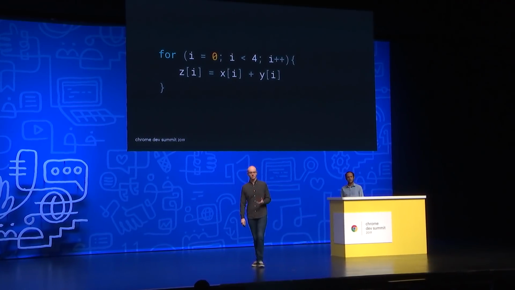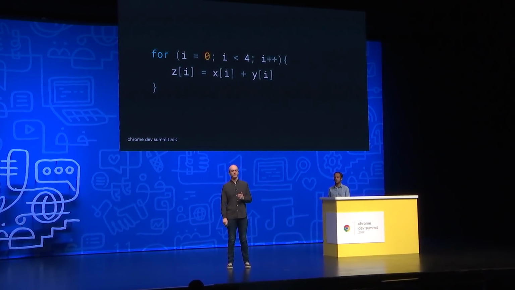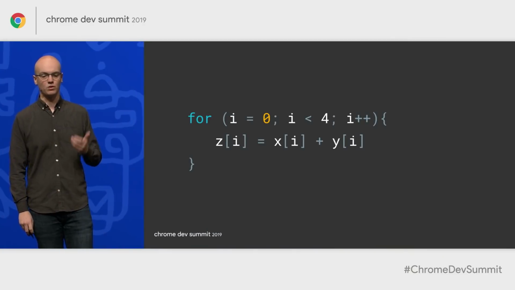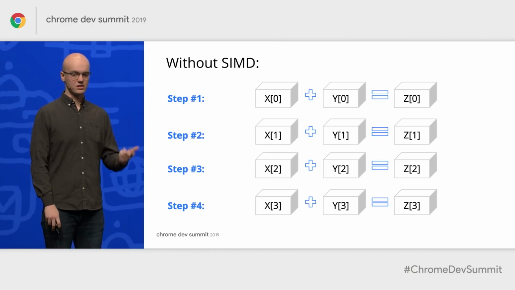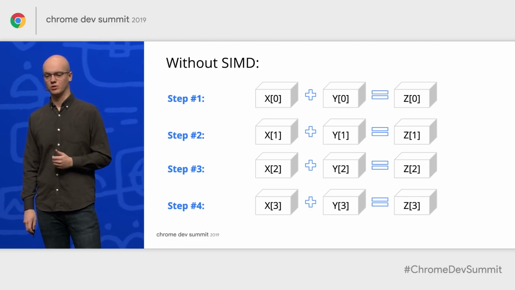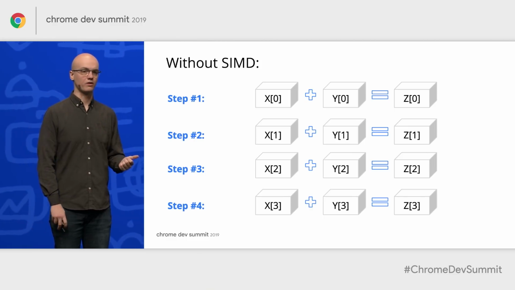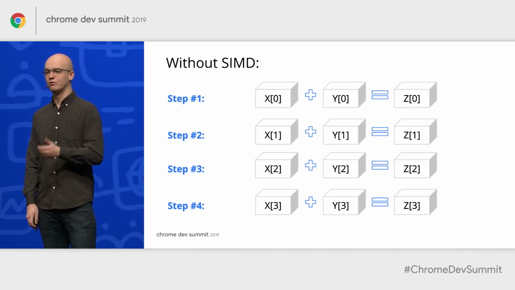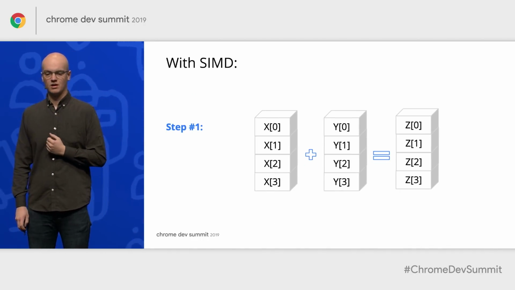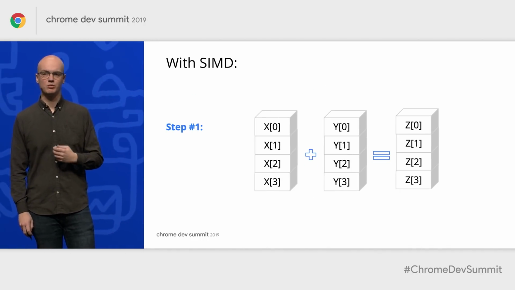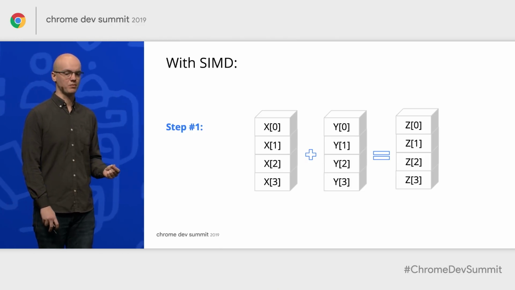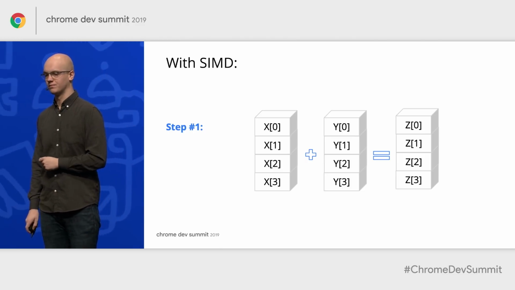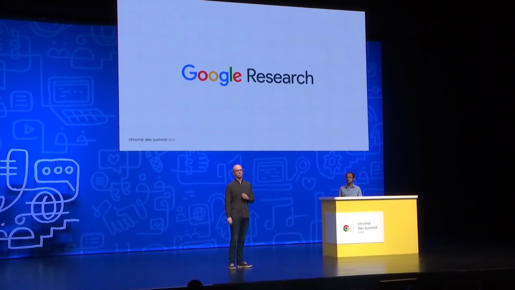So to explain SIMD, let's take this simple example of adding 2 arrays together into a third array using a simple for loop. Without SIMD, the CPU goes through this loop and adds the different elements together one by one, taking 4 full steps. Now with SIMD, the CPU is able to vectorize these elements and then take just a single CPU operation to add them together.